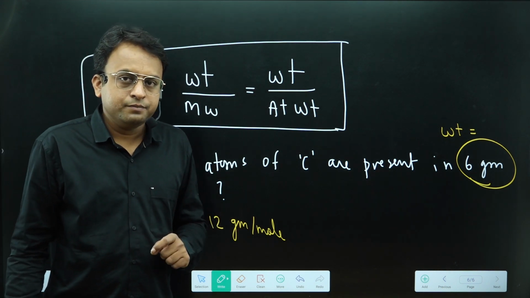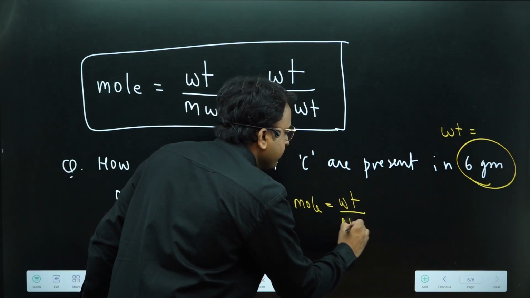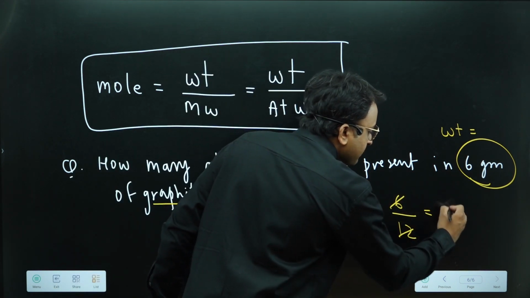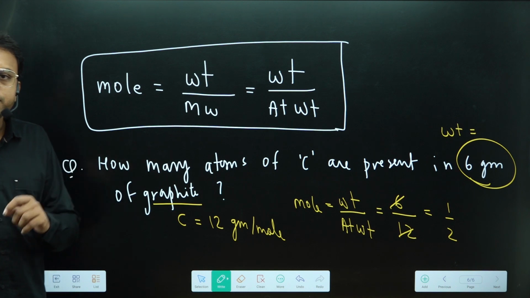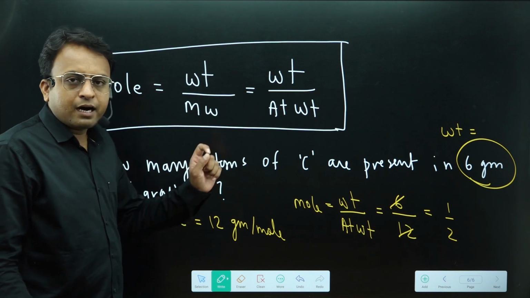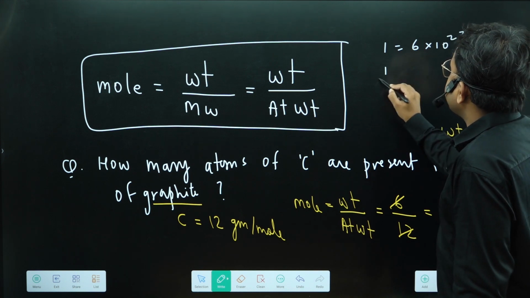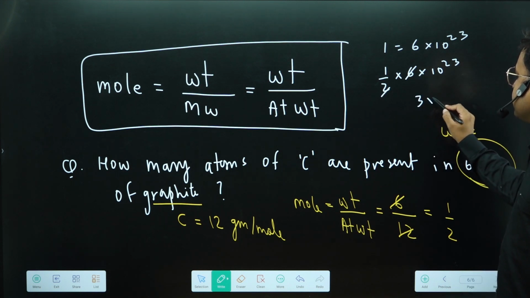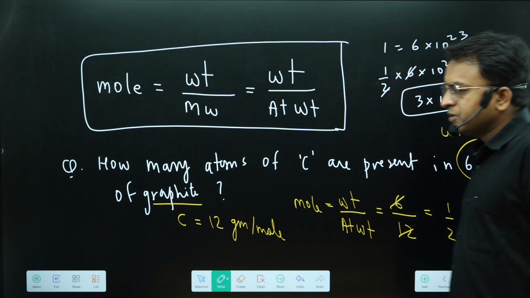Now we will find mole. Mole is weight divided by atomic weight. Weight is 6, atomic weight is 12. Now mole is 1 by 2. First find mole. So 6 gram graphite means half mole. 1 mole has particles of 6 into 10 to the power 23. Then half mole has particles of this much. So 3 into 10 to the power 23 carbon atoms are present in 6 gram of graphite.